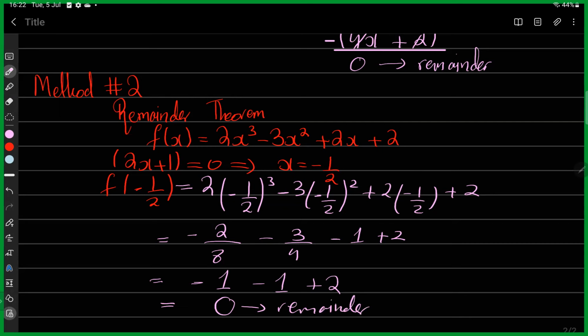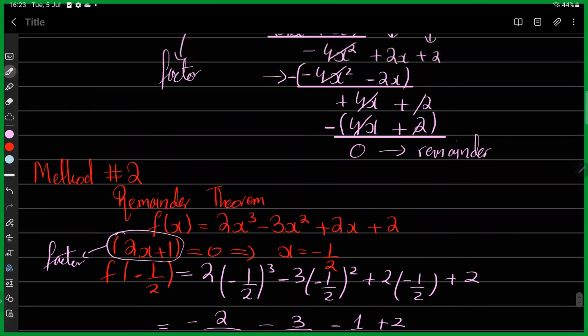So we know, according to the remainder theorem, if we have a divisor, let's say this time around the divisor was 2x plus 1, you need to equate it to 0, and once you have equated it to 0, you would get a value of x. Plug in that value of x in the function, and whatever numerical value you get is going to be the remainder. The remainder turned out to be 0. That proves that this is basically a factor. So this was the discussion today.